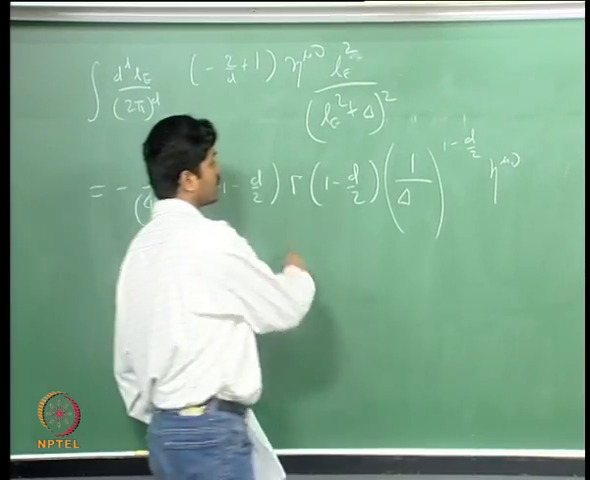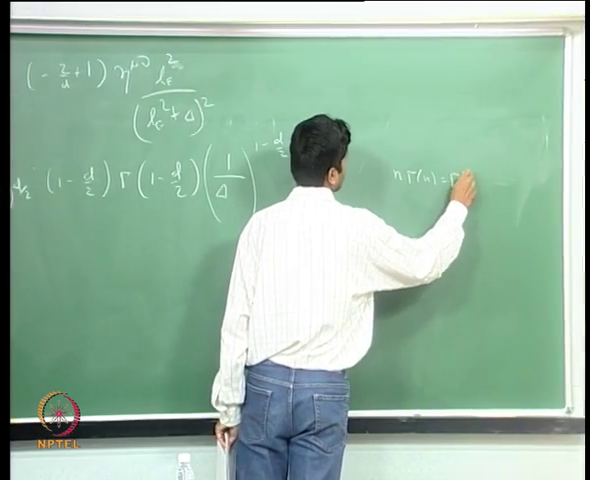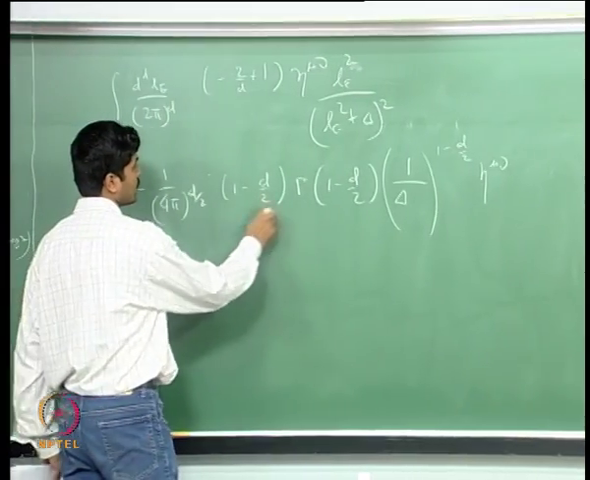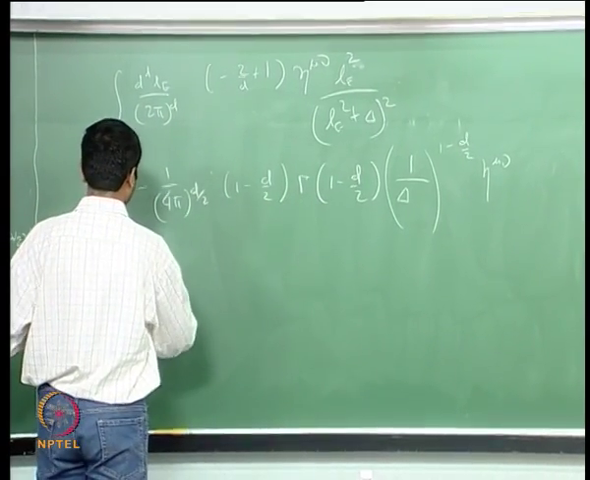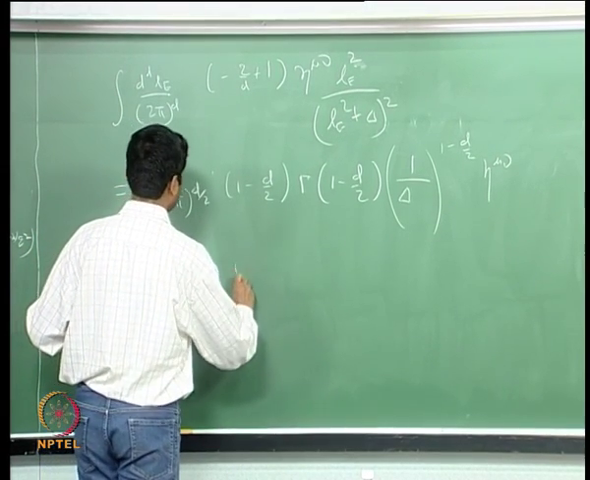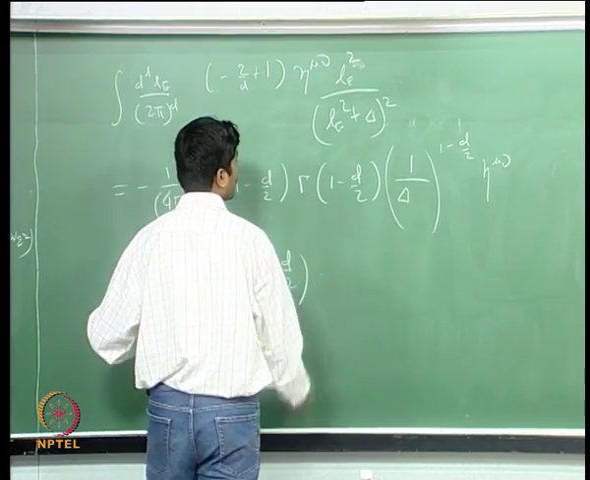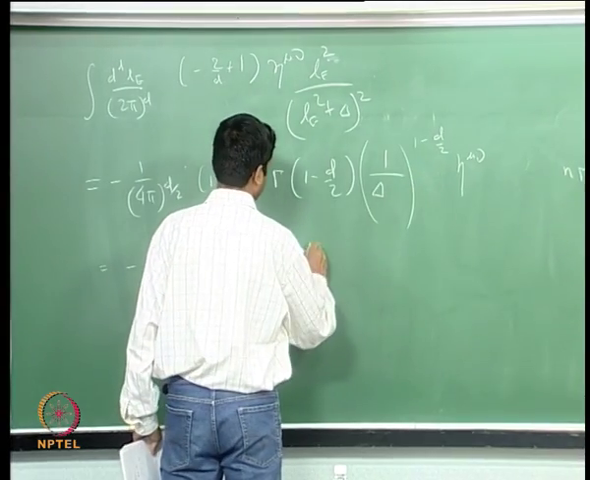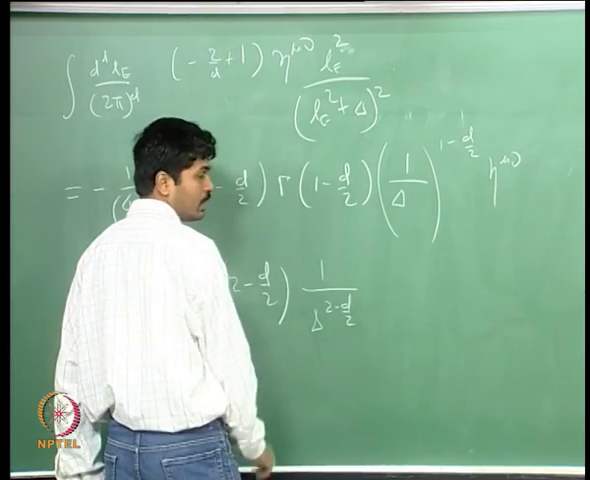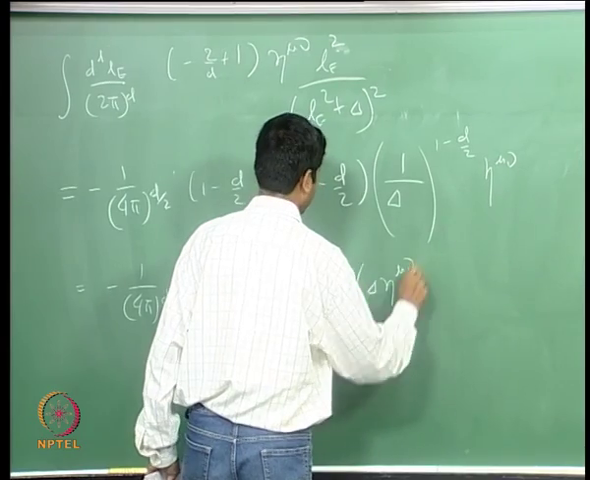Now what we will use is this relation, n gamma n equal to gamma n plus 1, to write it as minus 1 over 4 pi to the power d by 2. This will simply be gamma 1 plus this, which is gamma 2 minus d by 2, and here if I write delta to the power 2 minus d by 2 in the denominator, then what I will get is eta mu nu times delta.